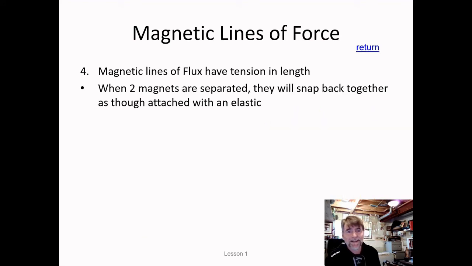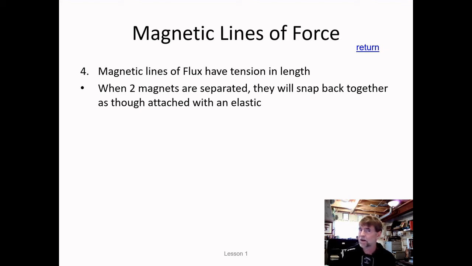Magnetic lines of flux have tension in length. Now here's an interesting one. I don't have a good picture for this, so you're going to have to create the picture in your mind. Imagine an elastic. As you stretch the elastic, it wants to return to its former length. So that is tension in length. As you stretch it, it wants to go back to its original length. That's where the analogy between a magnetic line of flux and an elastic works. That's what the tension in length means.